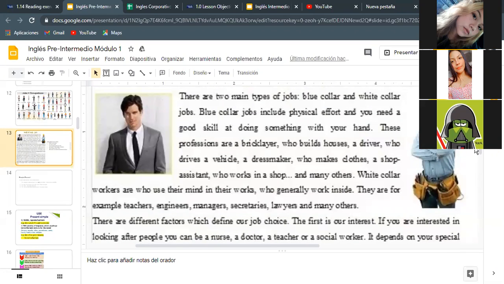There are two main types of the job, blue collar and white collar jobs. Blue collar jobs include physical effort, and you need a good skill at doing something with your hand. Okay, thank you. Joselino.